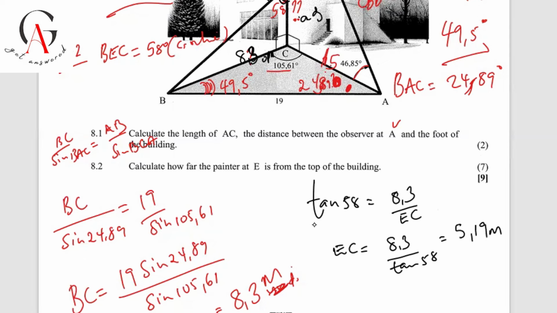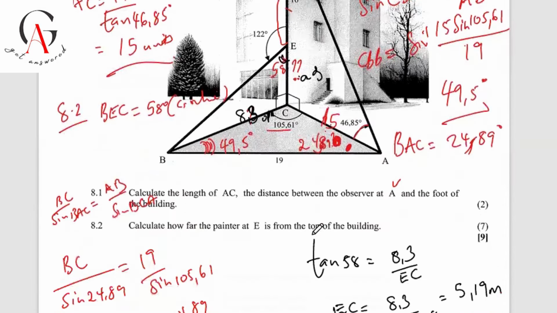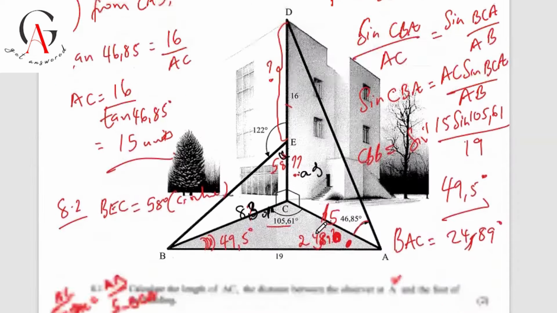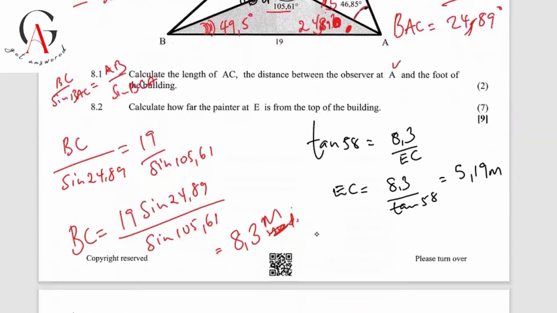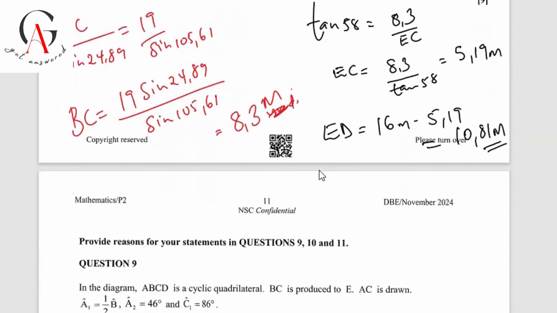Now the distance that they want is ED. Is it ED? No. They want us to get the distance from the top to the point. Yes, they want ED. So ED is going to be the 16 meters minus the 5.19, which gives me 10.81 meters. All right, yo. So this, then that, and 7 marks, it's worth it.